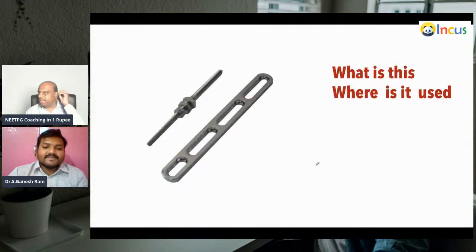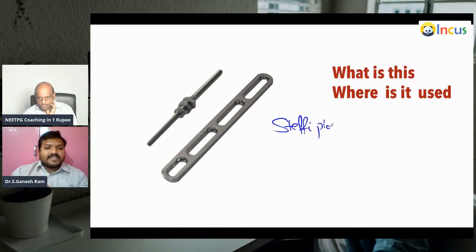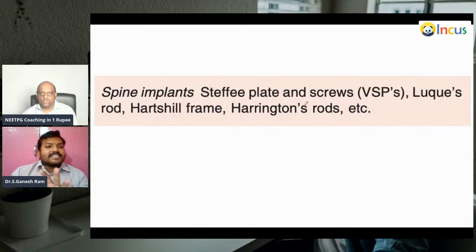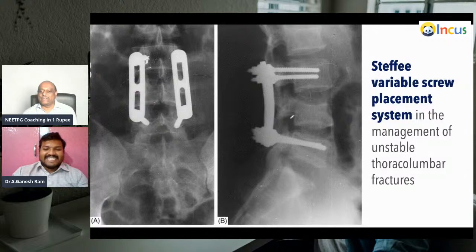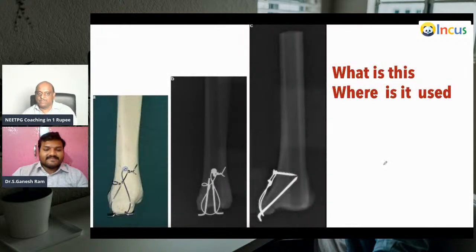Wonderful. So what is this and where do we use it, doctor? These implants are used in spine fractures. It's called a Steffee plate. I have never seen this now. It's a very old implant, but only the examiners love these old implant questions now. That's right. This is one of the old X-rays where we can see Steffee's variable screw placement whenever there is a thoracolumbar fracture.